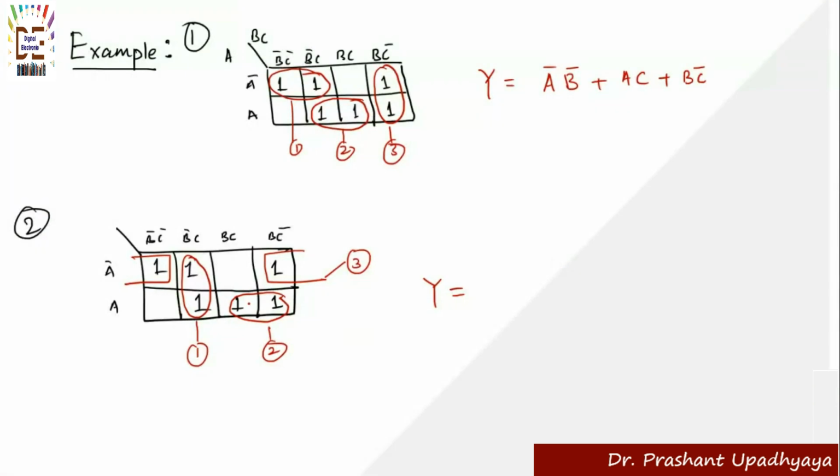Y equal to, can you tell me? First one is B bar C plus, here what I will be getting is A B plus, and here I will be getting A bar C bar. So A bar C bar, B bar C, and A B. You got this? In this way you can see that using the same K-map you can have two solutions.